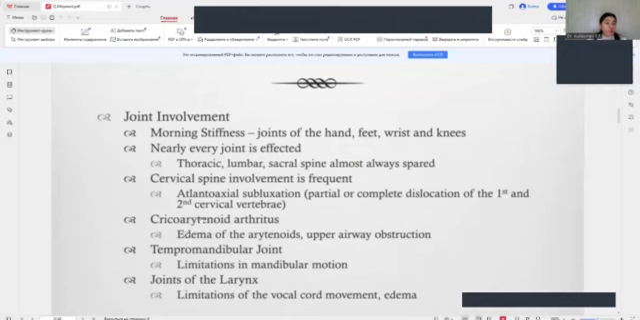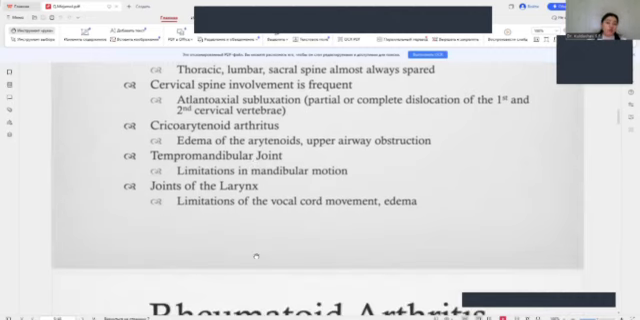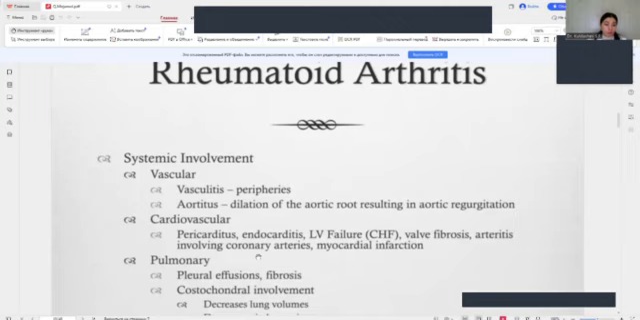Joint involvement: morning stiffness with joints of the hands, feet, wrists, and knees. Nearly every joint is affected. The thoracic, lumbar, and sacral spine are almost always spared. Cervical spine involvement is frequent. Cricoarytenoid arthritis. Then temporomandibular joints are involved also. Joints of the larynx also will be included in this process.